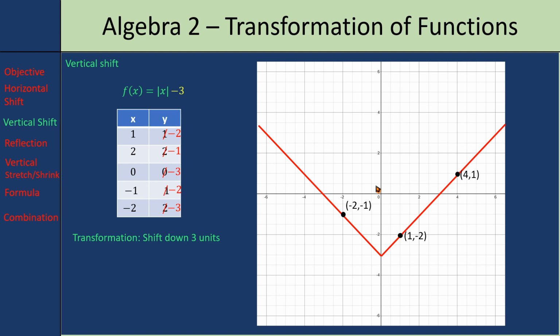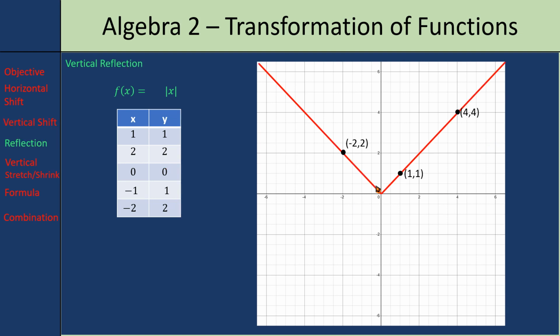That's what's happening. Let's move on to what we call the vertical reflection. It happens when I have a negative number in front of my function. So if I have a negative number, let's see what happens. If I put the same number in for x, like 1, absolute value of 1 is positive 1, and the negative of positive 1 means negative 1 now. So all my y values become the negative of what they used to be. 1 becomes negative 1, 2 becomes negative 2. That's for my y values.